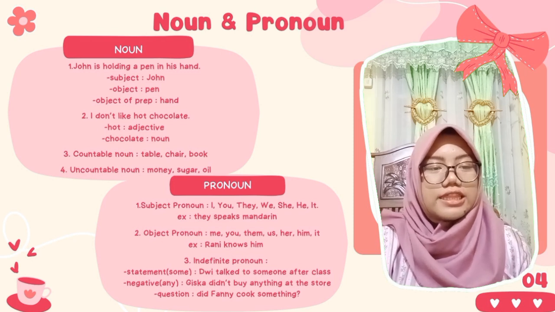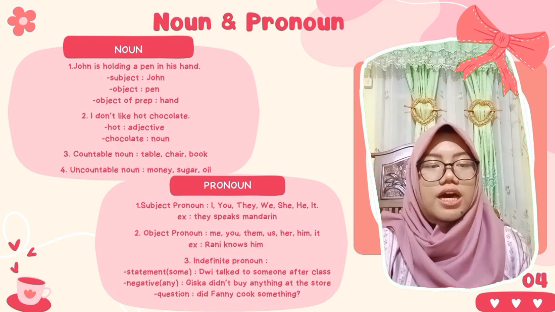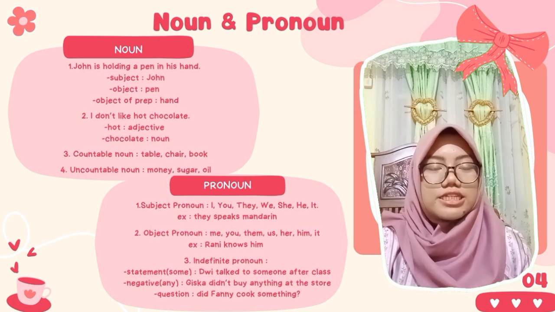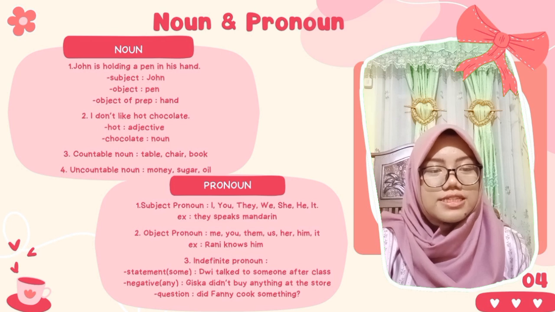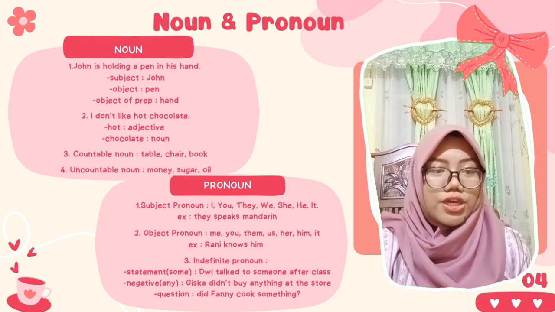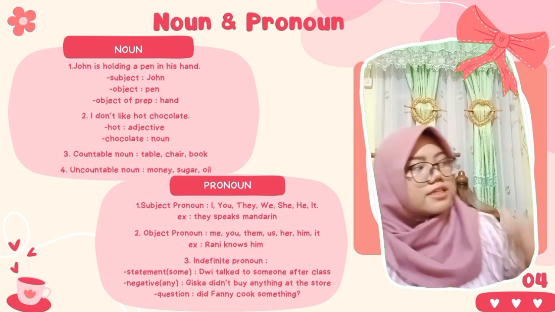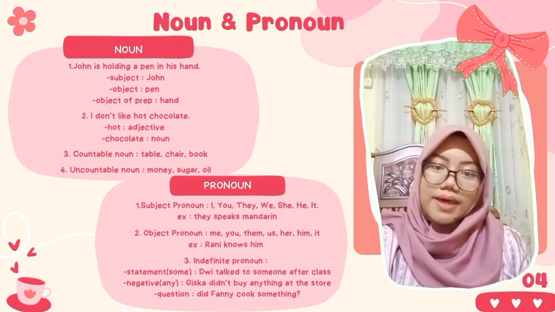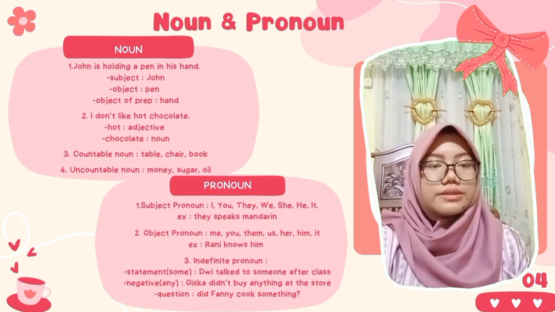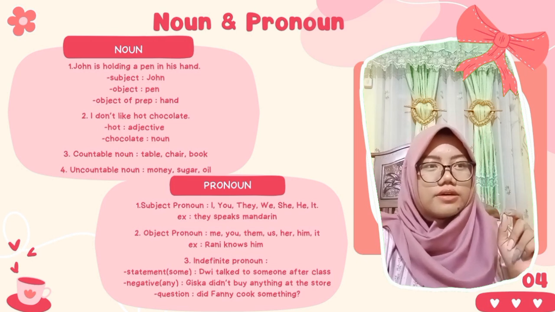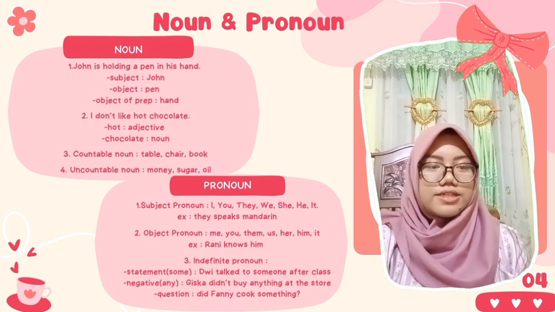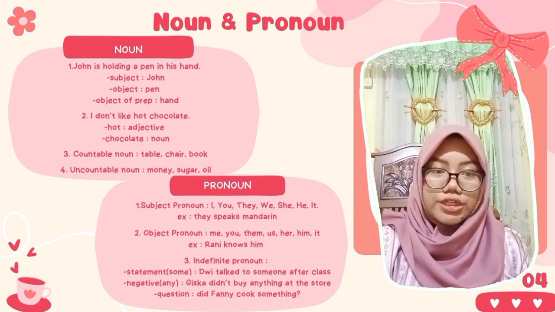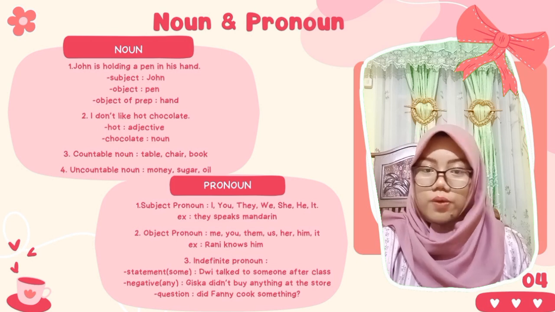And then in the sentence, I don't like hot chocolate. Hot is an adjective, chocolate is a noun. So a noun can be with an adjective too. And there are countable and uncountable nouns. Countable nouns are like table, chairs, handphone, or book, pen, something like that. An uncountable noun is one that you cannot count in one thing, for example, like money, sugar, oil, or something like that, like water.